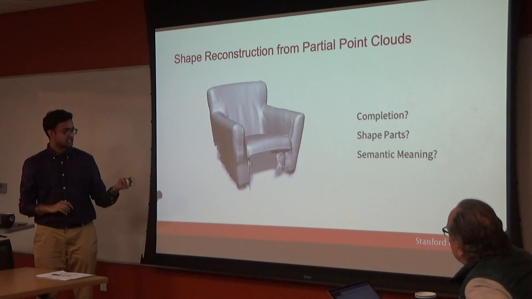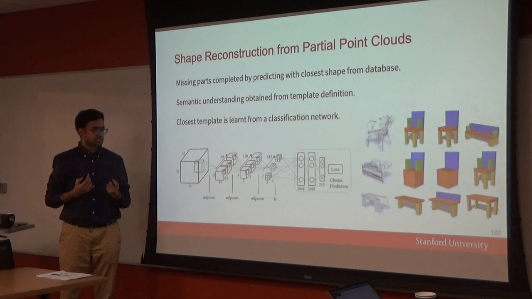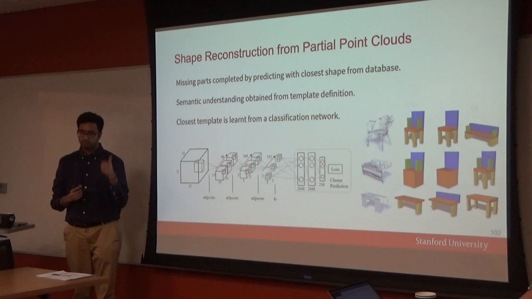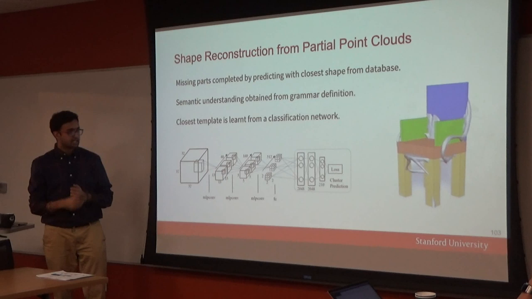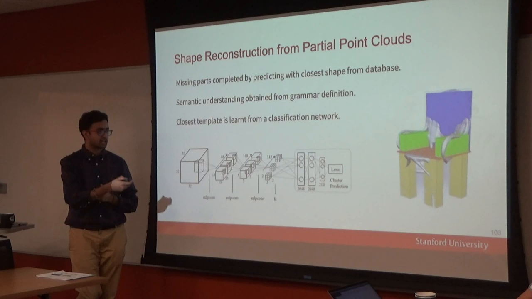To this effect, we build a cluster prediction network. So this network takes in as input a partial scan and predicts a template and a corresponding parameter initialization for the partial scan. Because the template has metagrammar, this automatically transfers semantic information to the partial scan. And given the parameter initialization, you can use that to fit the template to the actual partial scan.